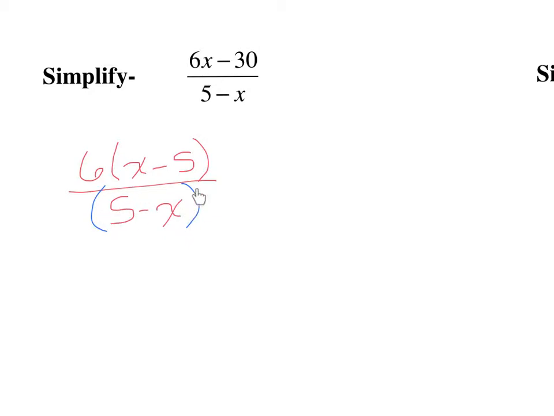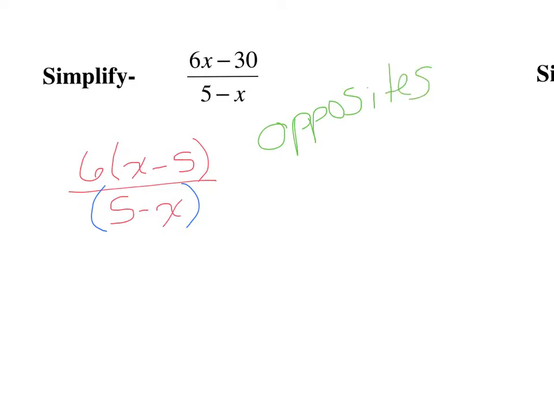Now, 5 minus x and x minus 5 are not identical, but they can cancel if you recognize that they are opposites. This x is positive, this one's negative, this 5 is negative, this one's positive. They are opposites. I'm going to write this over here. Opposites.